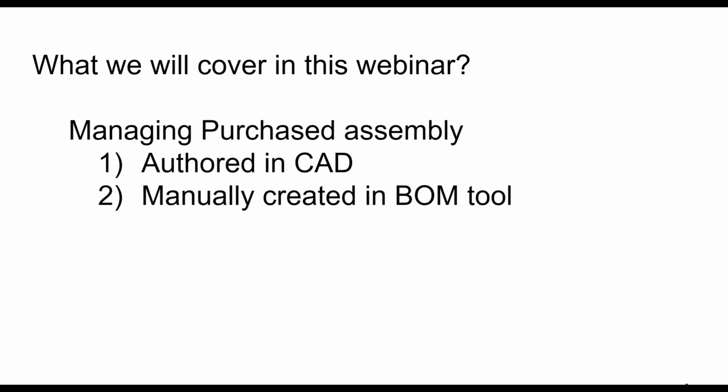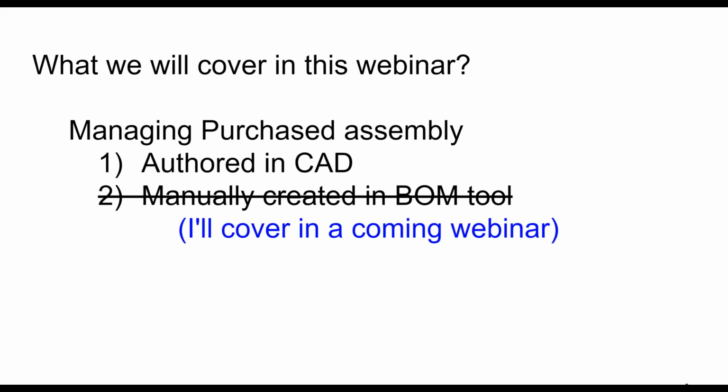So we're going to cover two items here in today's webinar. Actually, we're going to cover one, because as this thing started to grow a little bit, I quickly found that I just couldn't compress both these topics into a single webinar in any meaningful way. So we're going to talk today about managing purchased assemblies which are authored in CAD. We're going to bring a CAD demo. We're going to build a bill of material. We're going to cycle back through a couple of times to see what the impact is of changing the behavior in CAD and how it reflects on our bill of material.